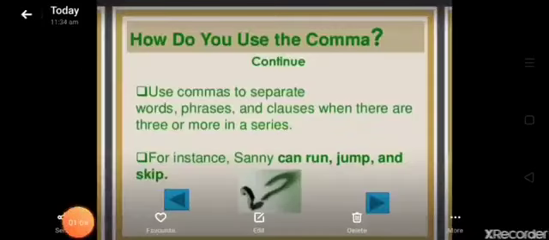Now, how do you use the comma and how are we going to use it? Use a comma to separate words, phrases and clauses when there are 3 or more in a series. For example, Sunny ran, jump, and skip.